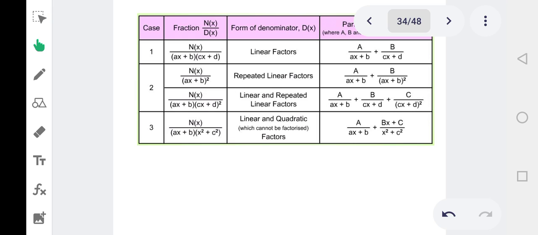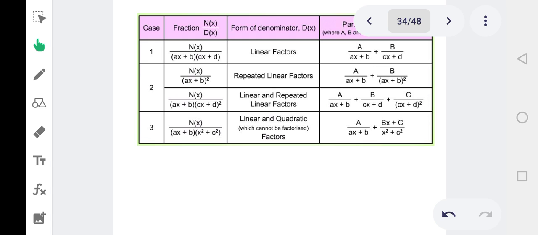So when you've got linear factors, this is the formula that you're supposed to use. You say A, so A is just representing any value or any answer that you are going to find, divided by ax plus b. Where is this coming from? This is coming from here, ax plus b. Then plus B over cx plus d.